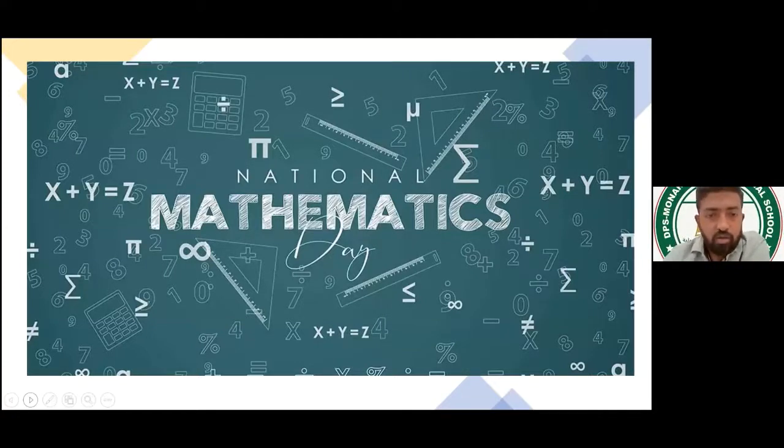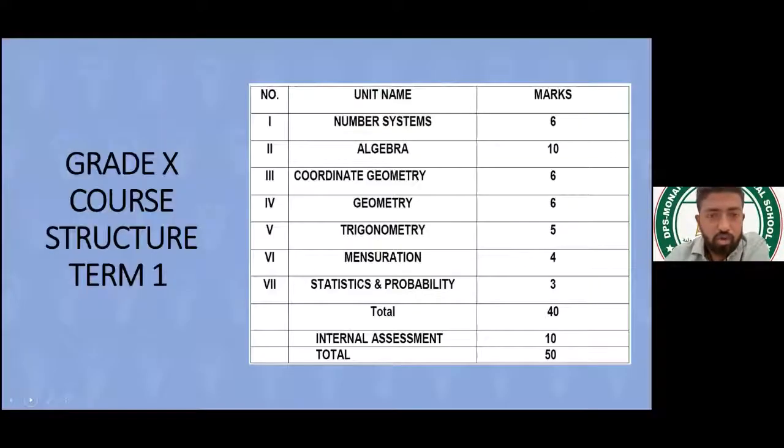Thank you, sir. I would like to talk about the grade 10 course structure for term 1 and term 2. Grade 10 course structure for term 1 is divided into 7 different units, named number systems, algebra, coordinate geometry, trigonometry, mensuration, and statistics and probability. The mark distribution is number systems 6 marks, algebra 10 marks, coordinate geometry 6 marks, geometry 6 marks, trigonometry 5 marks, mensuration 4 marks, and statistics and probability 3 marks.